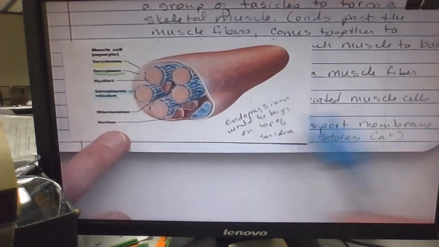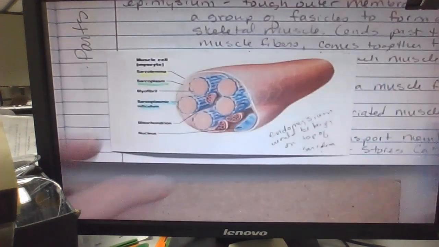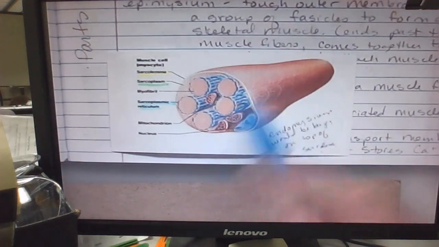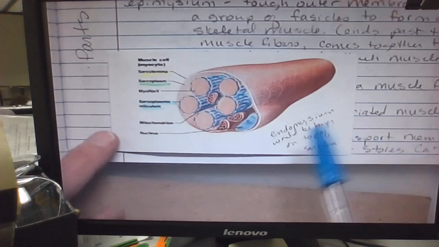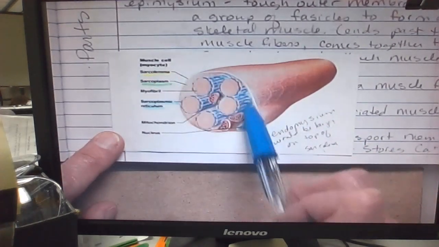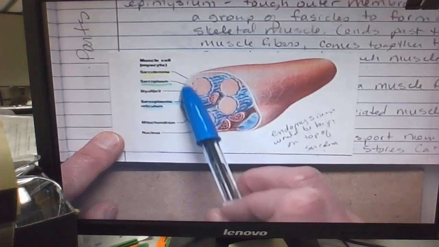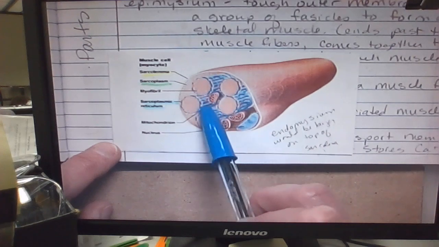So this is taking a muscle fiber and looking at it much more closely. We're magnifying this, a higher magnification here. So we have the sarcolemma, sarcoplasm, and the sarcoplasmic reticulum, which is the blue part right here.